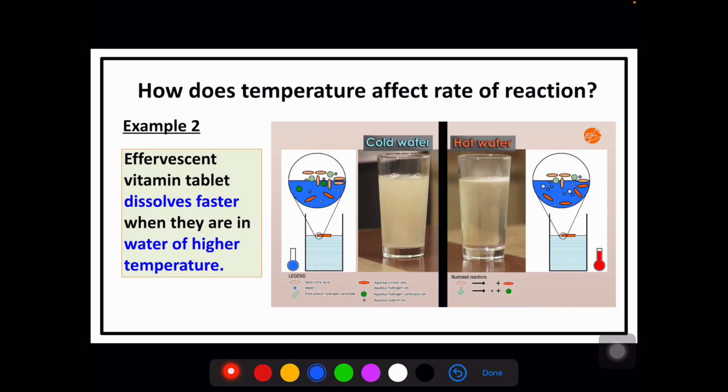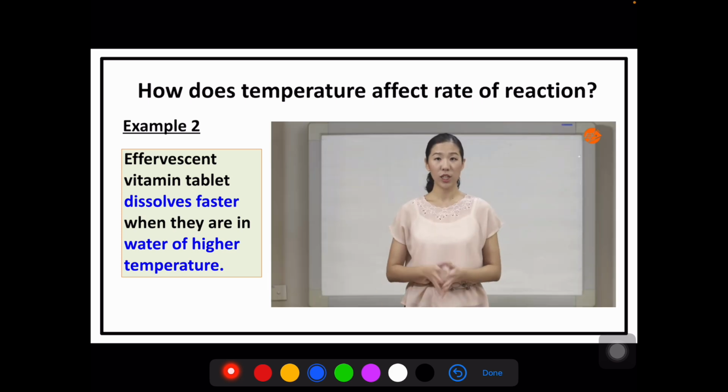Thus, the tablet dissolves more quickly in hot water than cold water, and the reaction between aqueous citric acid and sodium hydrogen carbonate occurs and is completed more quickly. Hence, we observe the color change of the solution more quickly, and the effervescence stops more quickly in the glass with hot water. In conclusion, an increase in temperature increases the rate of a reaction.